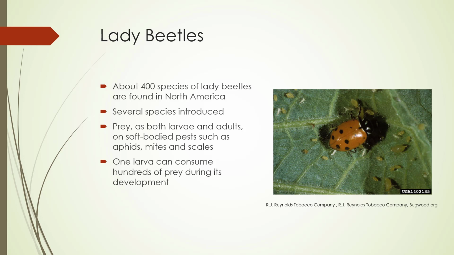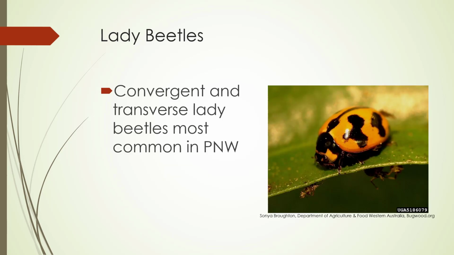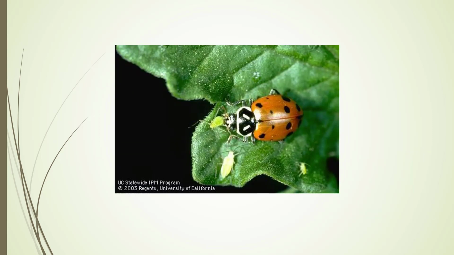Okay, lady beetles. There are about 400 species of lady beetles in North America. Several species have been introduced. They prey both as larvae and adults on soft-bodied insects such as aphids, mites, or scales, and one larva can consume hundreds of prey during its development. The most common ones you see here are the convergent and the transverse lady beetles. Feeding away on these aphids here.